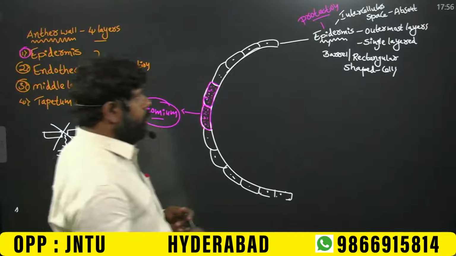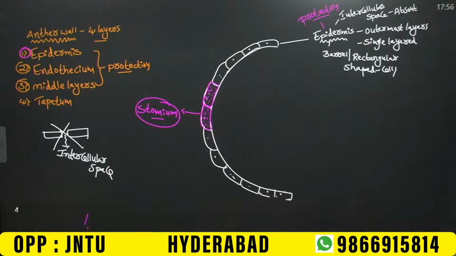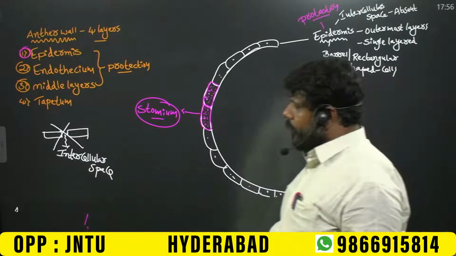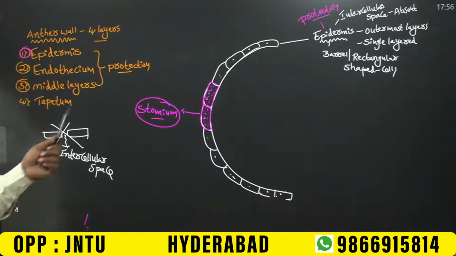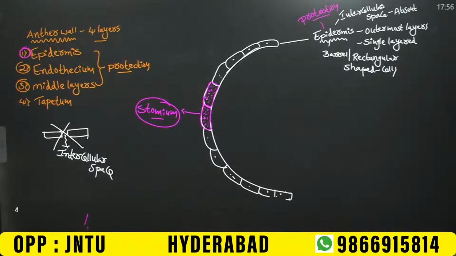So epidermis is the outermost layer. It is single layered, intercellular spaces are absent, and it participates in protection. A specialized region present in the epidermis is called stomium.